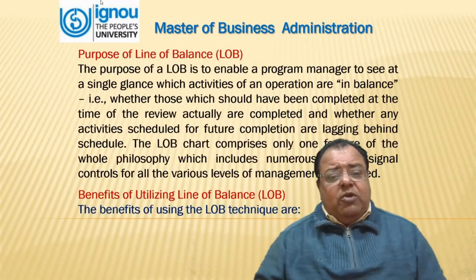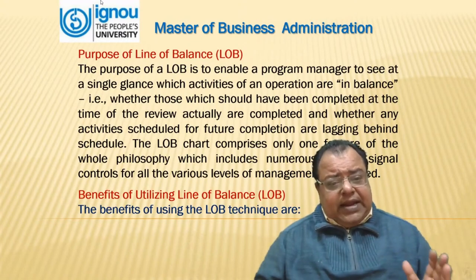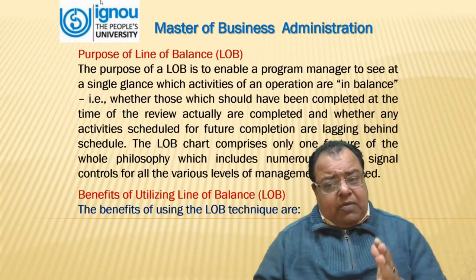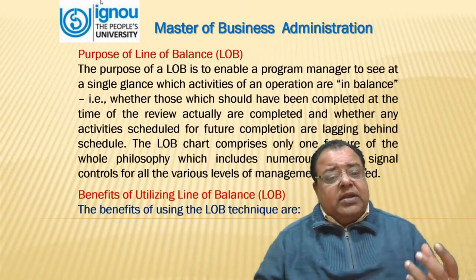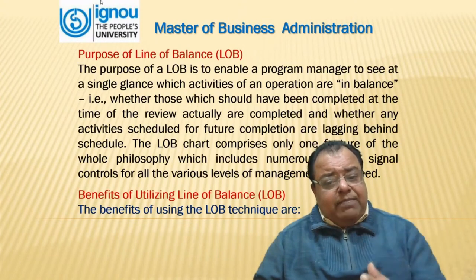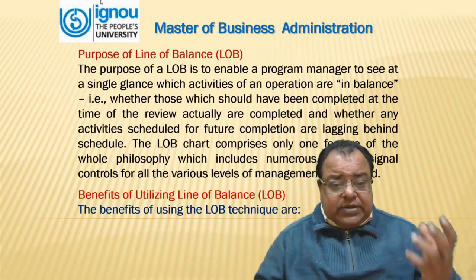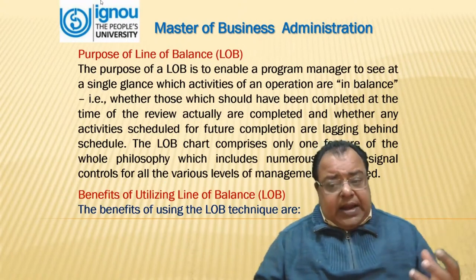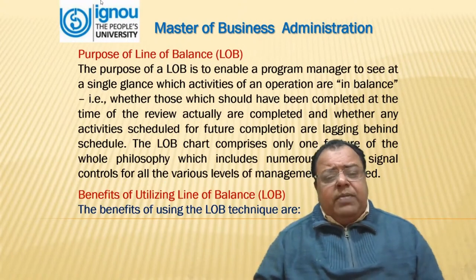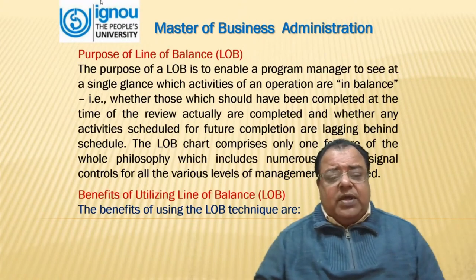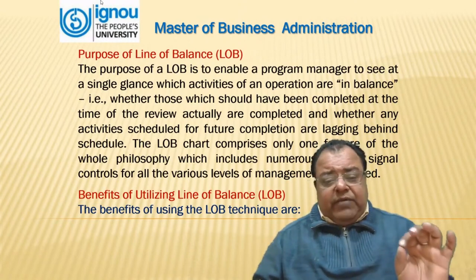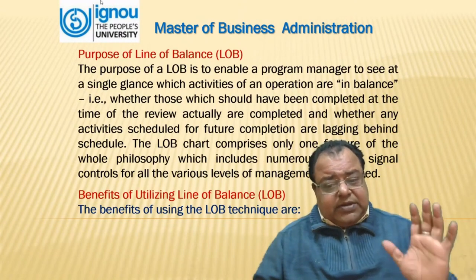Purpose of line of balance. The purpose of LOB is to enable the program manager to see at a single glance which activities of the operation are in balance, that is, whether those which should have been completed at the time of the review actually are completed, and whether any activities scheduled for future completion are lagging behind schedule. The LOB chart comprises only one feature of the whole philosophy, which includes numerous danger signals control for all the various levels of management concern.